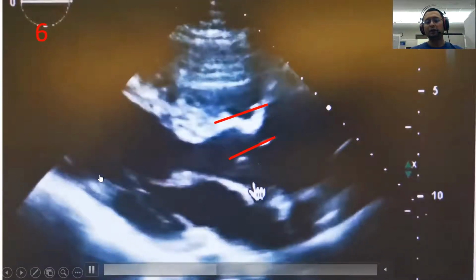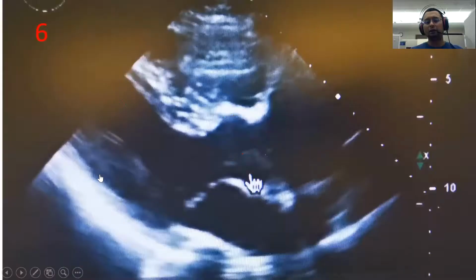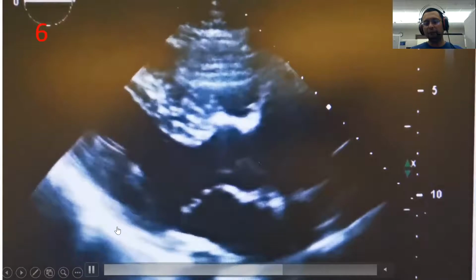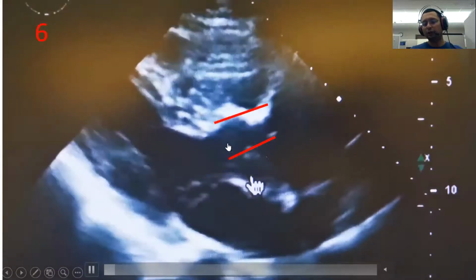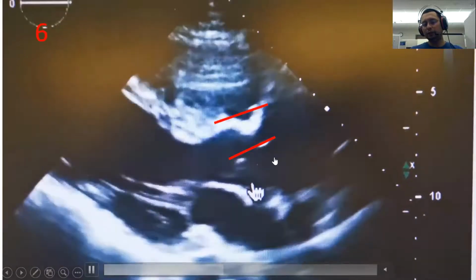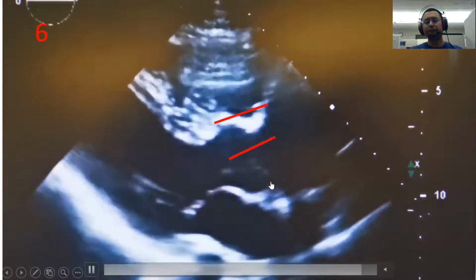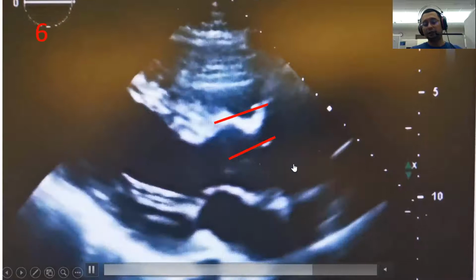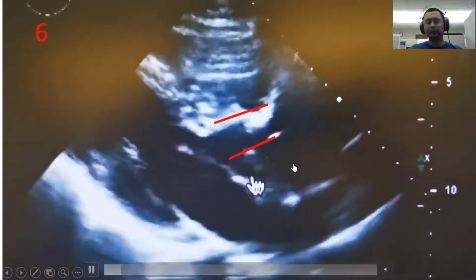Where's the pulmonary artery? One more time. This is the pulmonary artery here. Because it's not clear, I show you the border. The one in the border here is the aorta. Below here is the pulmonary artery. So aorta, that's pulmonary artery.